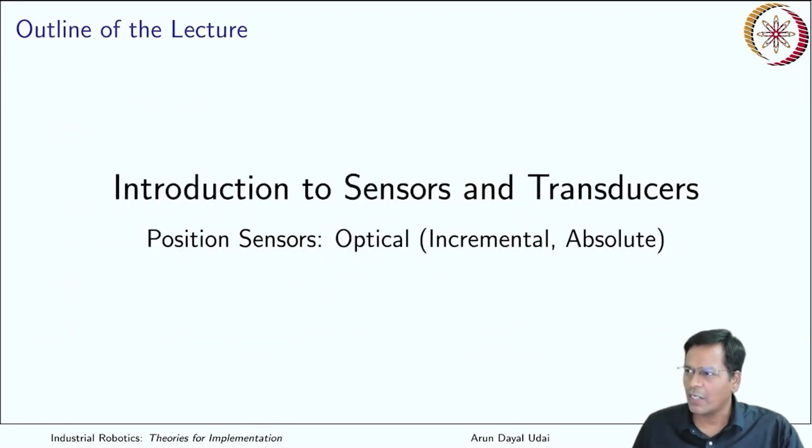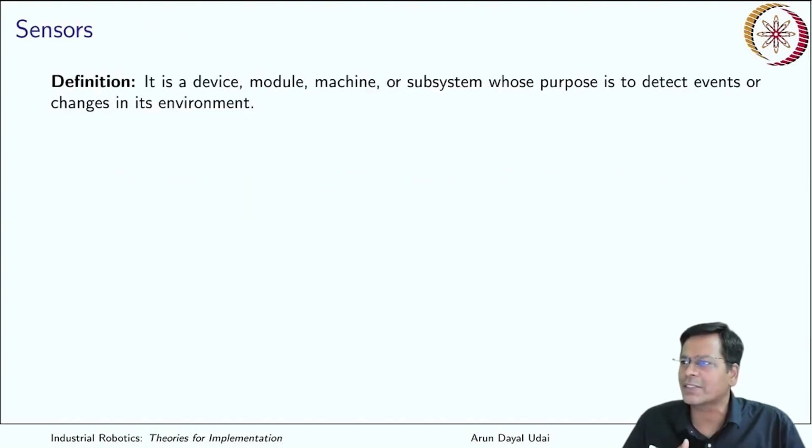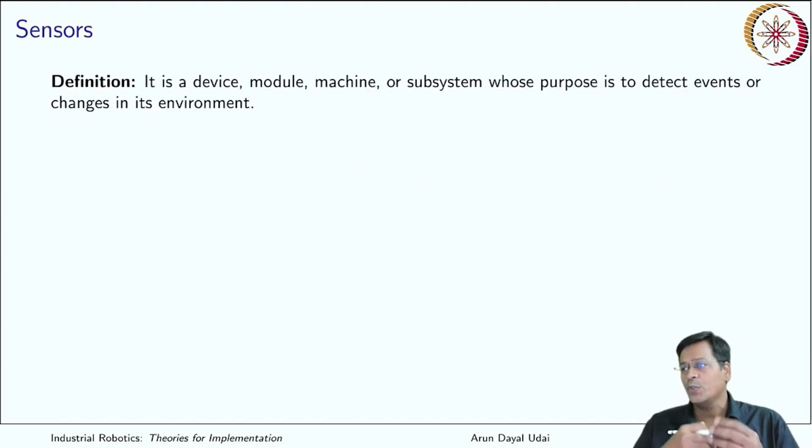First of all, I'll introduce you to sensor and transducer in this lecture, and specifically I'll cover a position sensor, optical sensor to be more particular, of two kinds at least, that is incremental and absolute optical sensors, to sense the position. As such, a sensor is a device or a module. It comes as a module, not just a device. It may be a machine, it can be a subsystem whose sole purpose is to detect events or changes in its environment. If it is the environment, let's say temperature, I have to monitor how it is varying over time.